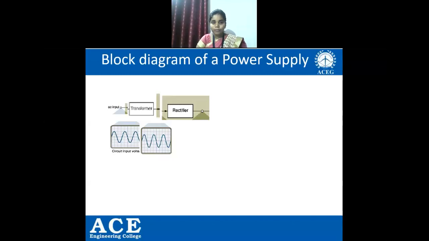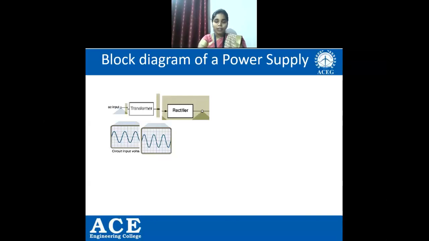See, unknowingly every day we are using a rectifier. We are charging our mobile phones, we are using our laptops. Every day we are using a power supply, and in that we have a rectifier. Today we are going to design a rectifier using which diode? PN junction diode. That is why I named today's topic as PN junction diode as a rectifier.